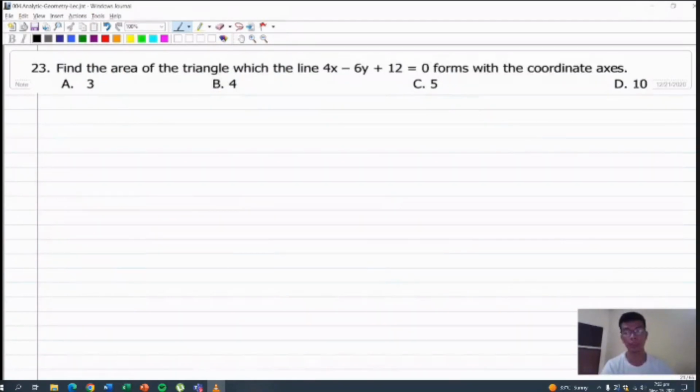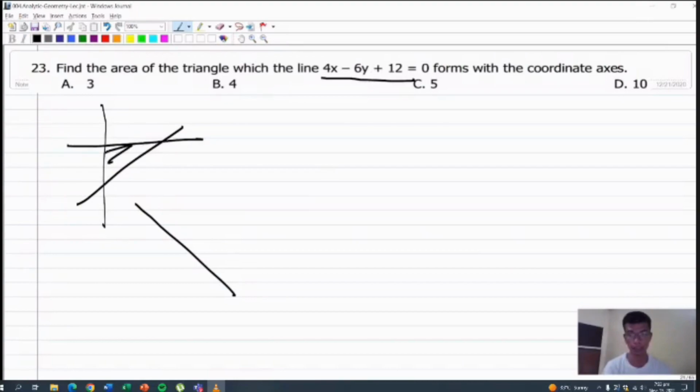So, number 23. Find the area of the triangle which the line 4x minus 6y plus 12 is equal to 0 forms with the coordinate axis. So, paano daw tayo makakabuo ng triangle? Meron tayong given line 4x minus 6y plus 12. Hindi pa natin alam kung pag ganyan yan or pag ganito. Ang magtatapos sa triangle para makabuo tayo ng triangle is yung y-axis and then yung x-axis. So, ito yung triangle. Kaya dito naman, y-axis and the x-axis. Ito naman yung triangle. Okay, ganun, di ba?